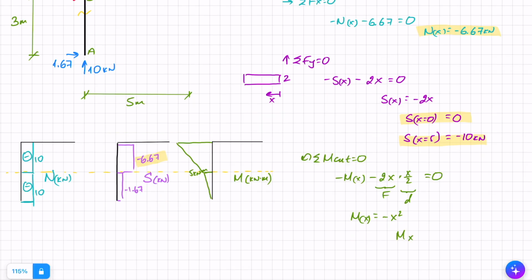Once again, what happens when x equals 0, at point D, and when x equals 5, at point C? At 0 I get 0, which makes sense. I'm at a roller support, there's no concentrated moment, so that's looking good. And when x equals 5, I get minus 25 kilonewton meters, which is exactly the same as the other side of the corner, which again is good news because there has been no jump in moment. No moment has been added between the corners.